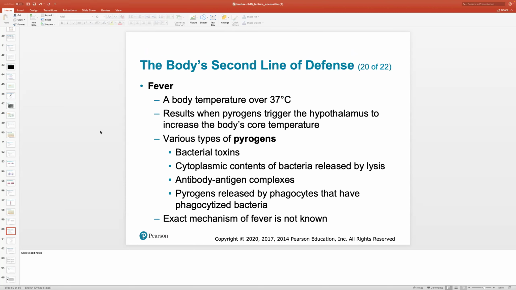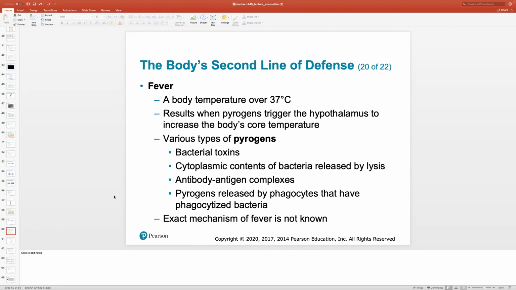Okay, fever. Fever is body temperature over 37 degrees C. You probably know it better as 98.6 degrees Fahrenheit. It results when these pyrogens, and a pyrogen is something that causes a fever, trigger the hypothalamus, and that increases the body's core temperature. So there are various types of factors that would cause a fever: bacterial toxins, some cytoplasmic contents of bacteria that are released when the bacteria are split, antibody-antigen complexes, and then pyrogens released by the phagocytes that have phagocytized bacteria.